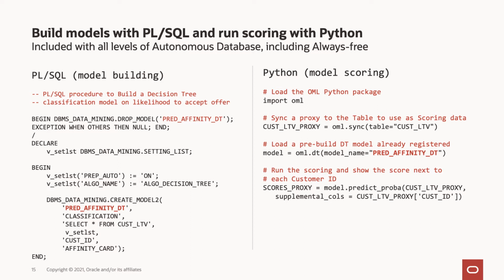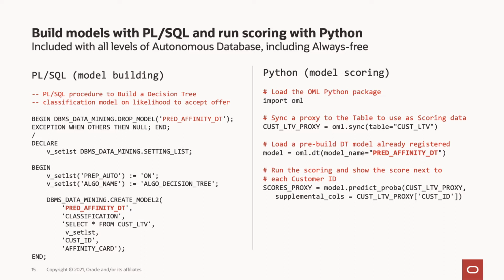But now on the right, we have Python code. So that Python is, we're basically loading the Oracle Machine Learning Python package with an import OML. Then we're going to create a proxy into the database table so that we don't bring the table into Python, we just point to it, right? And then we're going to load the model. So when you say the model is a decision tree and you give it the model name, it's actually going to load the existing decision tree model from the database into memory. So now I can use score with that model.